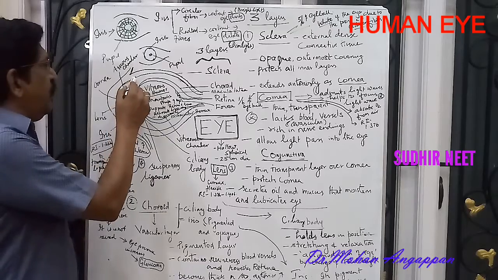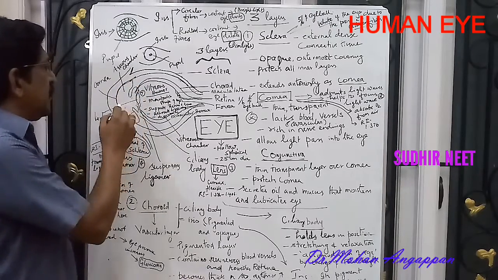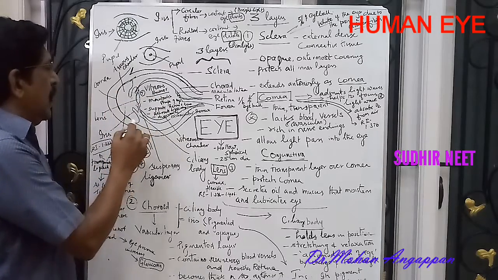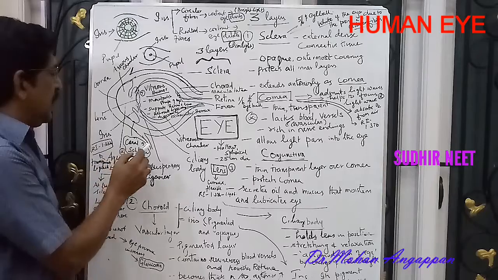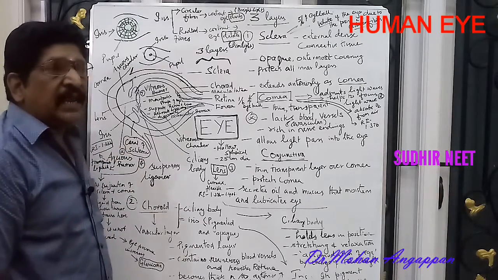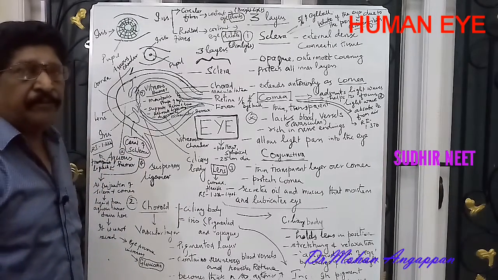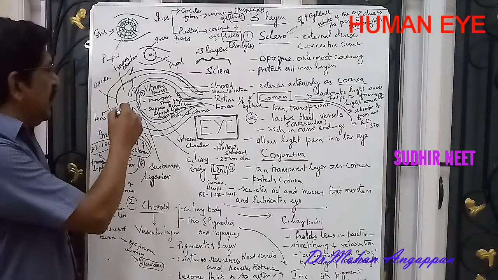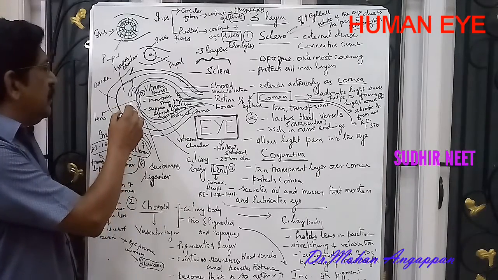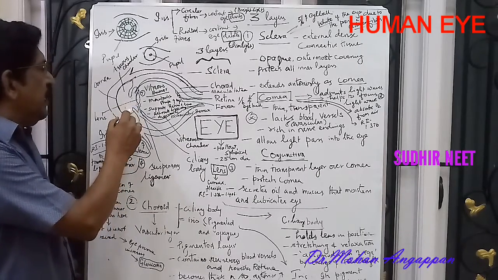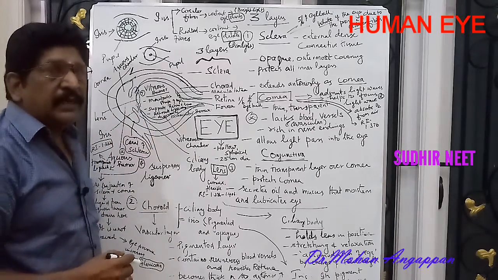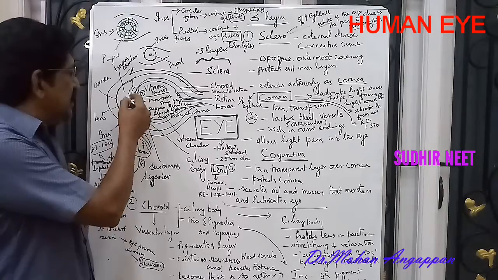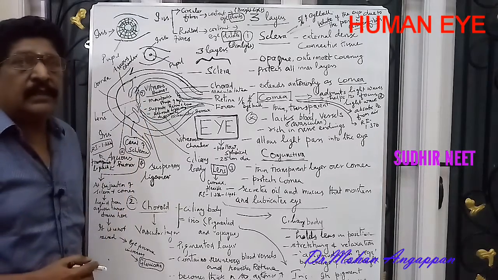See, at the junction of the sclera and the cornea, you get a small canal called the canal of Schlemm, S-C-H-L-E-M-M. Actually the excess of liquid from this aqueous chamber is drained into the canal of Schlemm. It is the draining passage for the excess liquid of the aqueous humor.